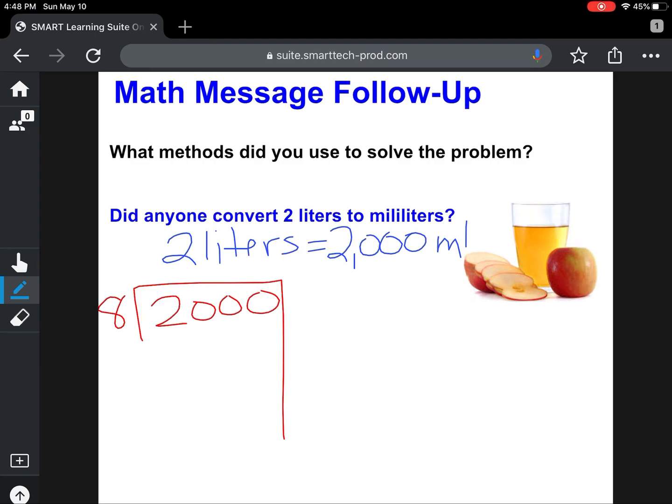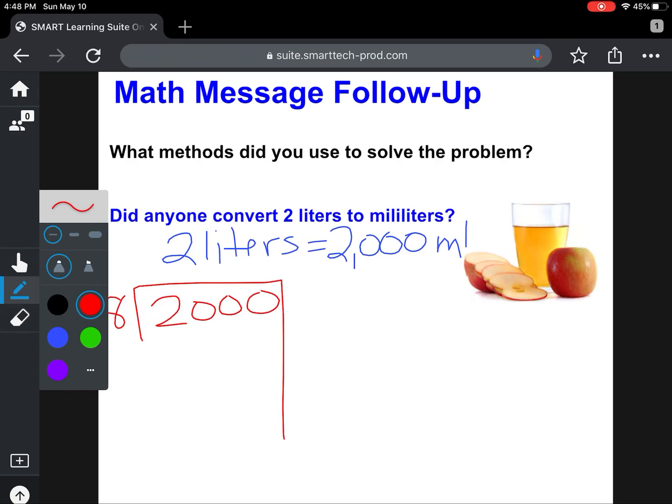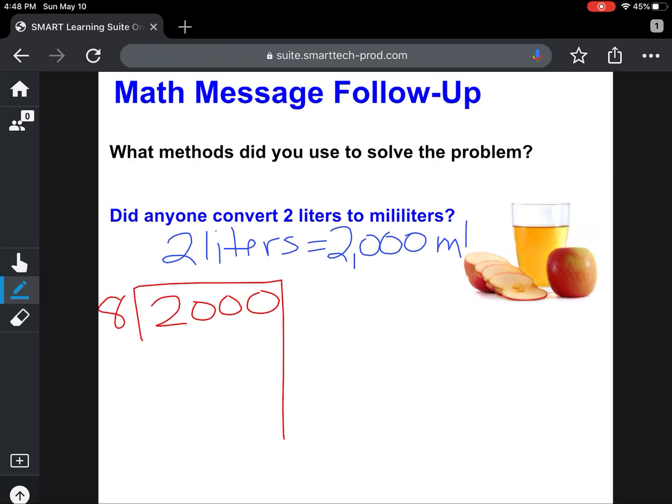Now, when solving this problem, remember to ask yourself, how many times can 8 go into just 2? Well, 8 can't go into 2, so you need to add the next digit and ask yourself, how many times can 8 go into 20? 8 can go into 20 2 times, but then there are those 2 zeros left over that you have to add on to your partial quotient out to the side. So this is saying that 8 can go into 2,000 at least 200 times.